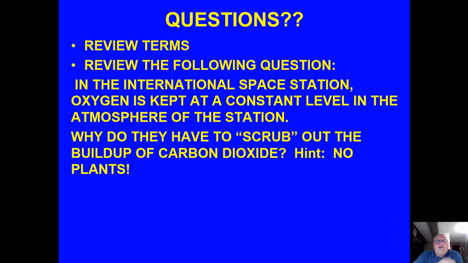Now, as I run down on this, I want to give you a thought. I want you to review terms and let's go over some questions in a few minutes. But here's one thought. In the International Space Station, oxygen is kept at a constant level in the atmosphere of the station. Why do they have to scrub out the buildup of carbon dioxide? Keep in mind, no, they don't have lots and lots of plants to eat it all up.